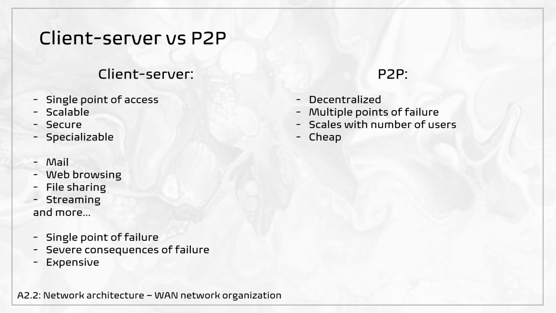P2P also scales off the number of users, so while more users usually mean more lag in client-server models, it actually makes things faster in P2P. This is because the network's total computational resources increase as more users join. And since each computer contributes its own resources, there's very little to no costs. P2P is used in stuff like torrenting, blockchain and crypto, and VoIP, which underpins voice calls.